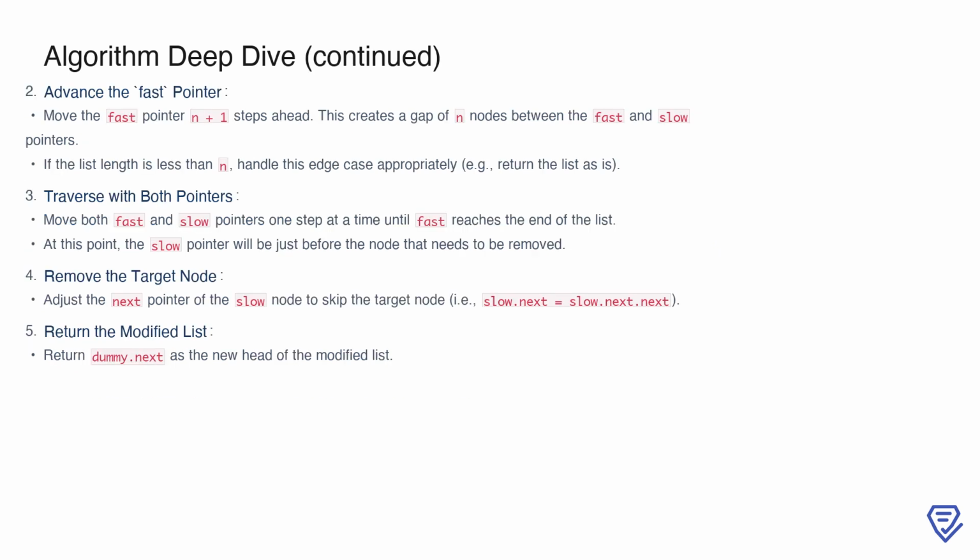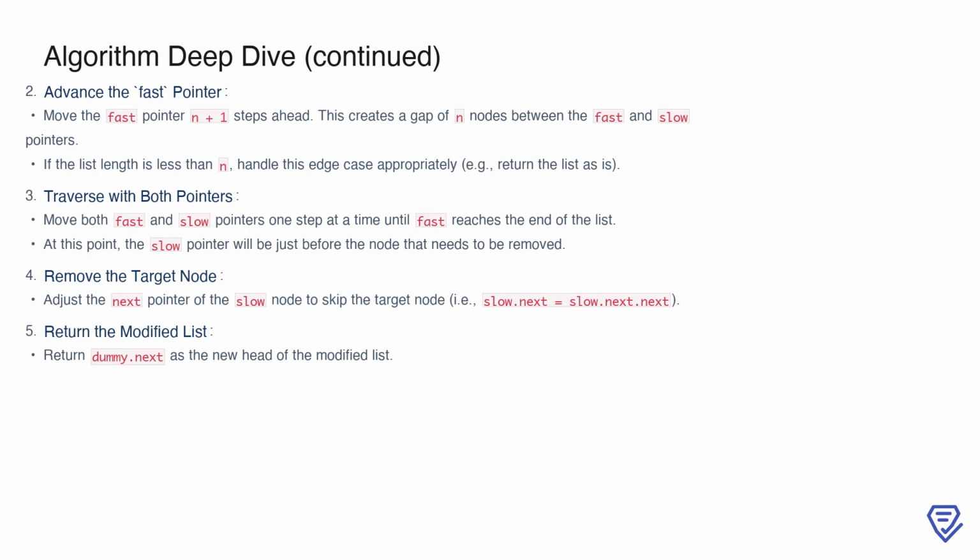The first step in this approach is to advance the fast pointer by n+1 steps. This additional step ensures the gap between the fast and slow pointers is exactly n nodes. If, for some reason, the list is shorter than n nodes, we handle this scenario gracefully by returning the list as is since no valid node exists to remove.